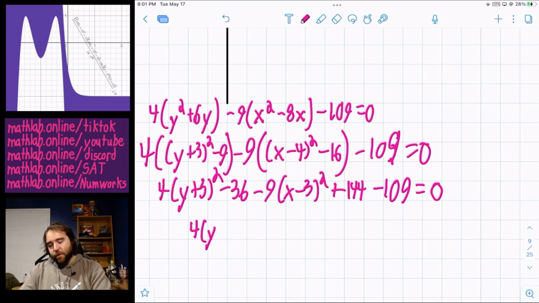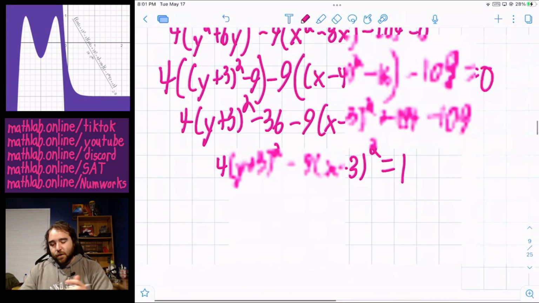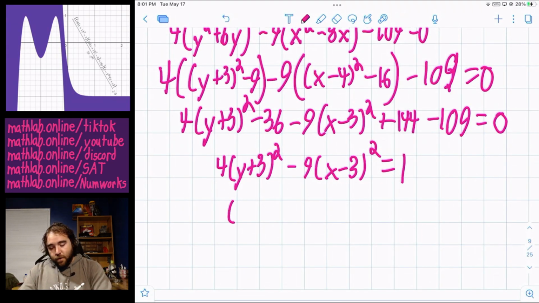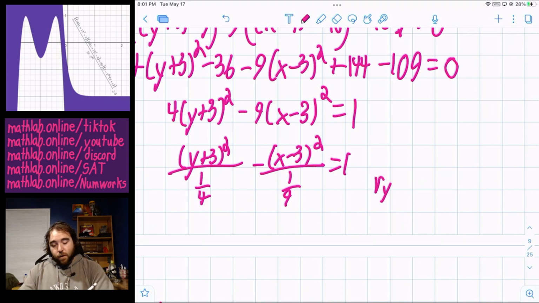And right. So that's why this one was weird too. I knew it was weird. That's why I was confused that it was not being weird. Equals 1. But see, it already equals 1. So, just like we did before, we've got to make that y plus 3 squared over 1/4 minus x minus 3 squared over 1/9 equals 1. So ry is 1/2 and rx is 1/3.